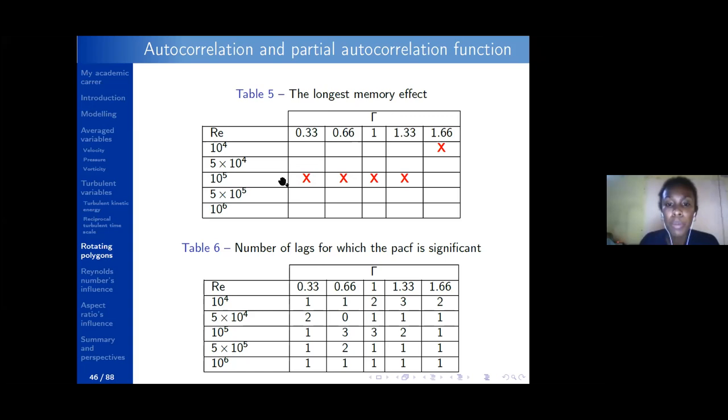And the longest memory effect is for the Reynolds number equal to 10,000 with varying gamma. The number of lags for which the partial autocorrelation function is significant varies from 0 to 3, but mostly it is one. So those memory effects observed here are held in the first lag of the signal.